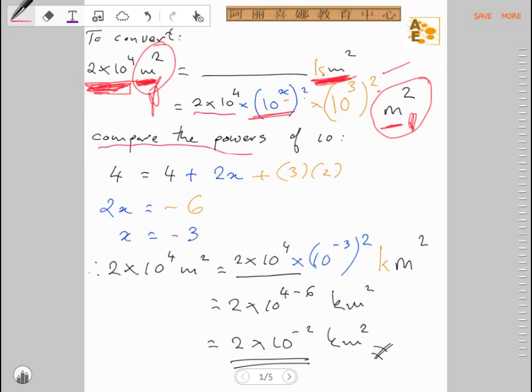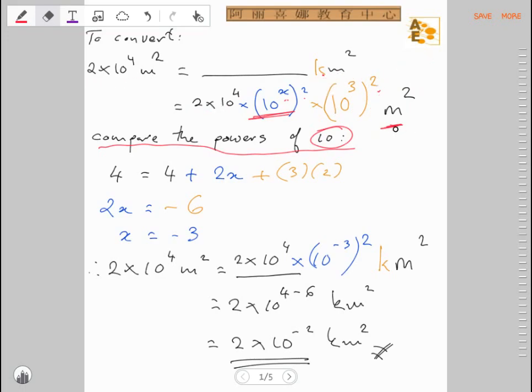We need to compare the powers of 10. Let me erase, it's too messy, because if it is too messy you're going to get quite a headache. Now, we're going to compare the power of 10. On the left hand side here, the power of 10 is 4. Am I right? So we put 4 here. And on your right hand side here is 10 to the power 4, so we put back the 4.